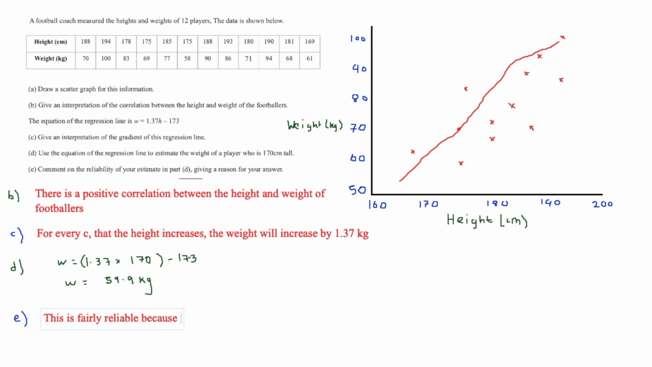For this question though, as it's 170 centimeters, you could confirm that this is fairly reliable because it is within the range. So therefore, interpolation rather than extrapolation. That is the idea of interpolation being more reliable than extrapolation.